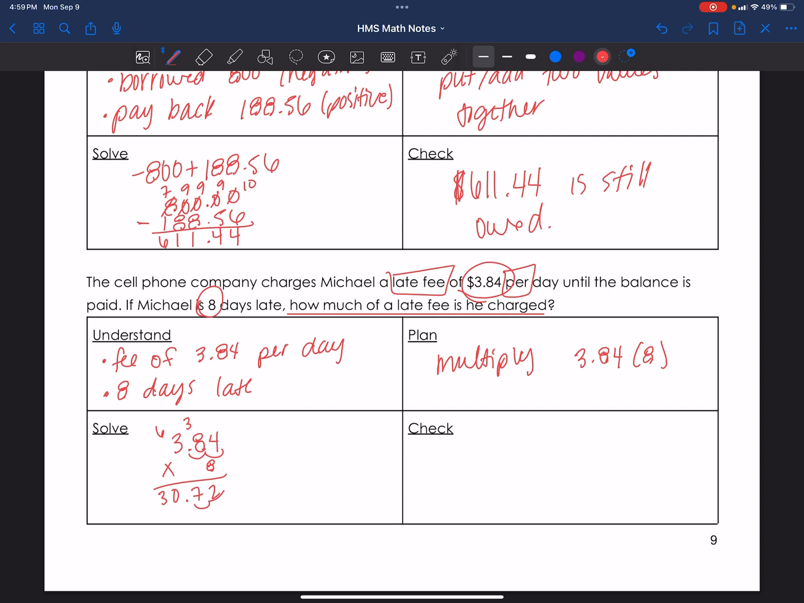The decimal goes twice in. Wow, holy smokes, Michael. You owe $30.72 just for not paying your stuff. Well, yeah, just for not paying your stuff. You really just got to, man, pay it. Anyway, that's your answer. But again, I'm not actually writing that it's negative 30.72 because I put the word charged on there. So he still owes it.